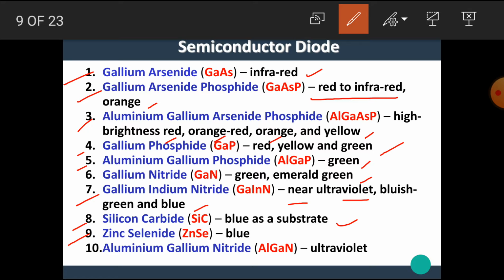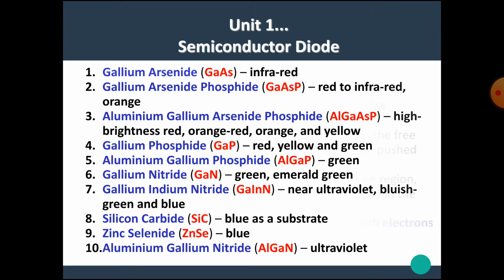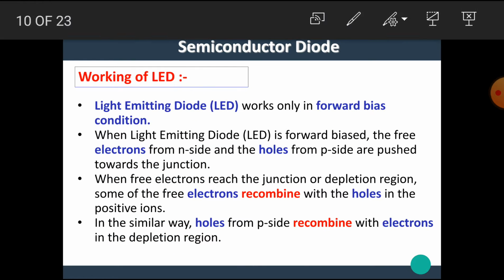If the zinc selenide combination is used, then we get blue light. And if the aluminum gallium nitride combination is used, we get ultraviolet light. Okay. Now let's see the working of the LED. The light emitting diode or LED works only in the forward bias condition. That means the light emitting diode is forward biased.